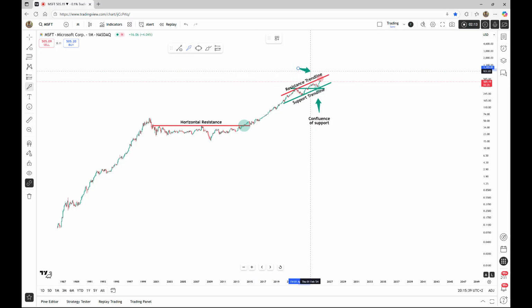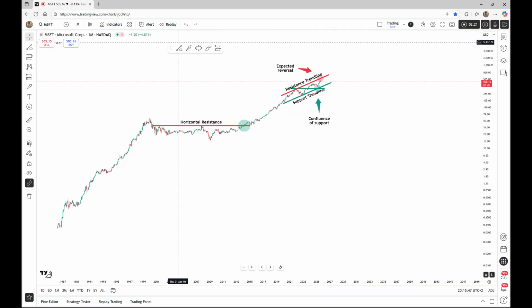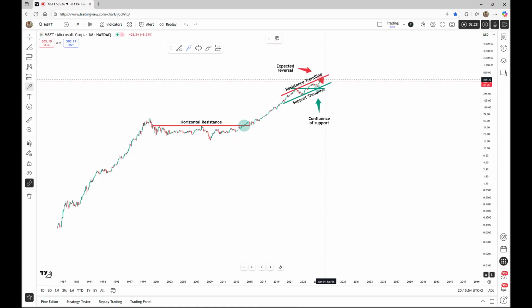Therefore, if we now actually see bearish confirmation on the smaller time frame, I simply do expect a reversal away from this resistance trend line, a rejection towards the downside, a potential retest of the previous all-time high at this $450 level, which would then ultimately lead to an overall bullish break and retest.